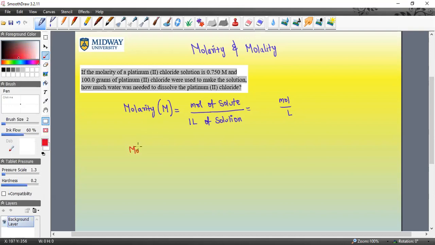And molality, molality is indicated by a lowercase m, and that is essentially the same thing. The numerator is the same between the molarity and the molality, but it's just the denominator that's different. It's 1 kilogram of solvent, and you can simply write the units as moles over kilograms.